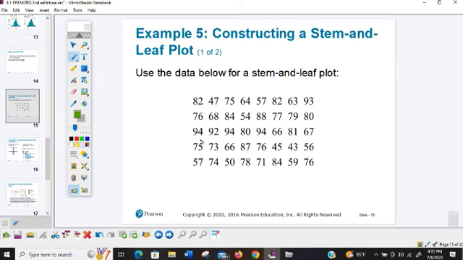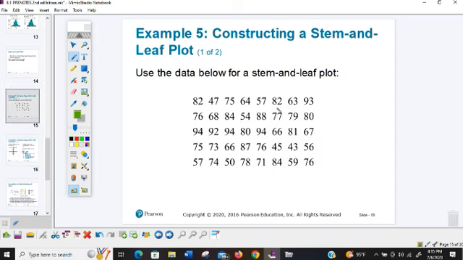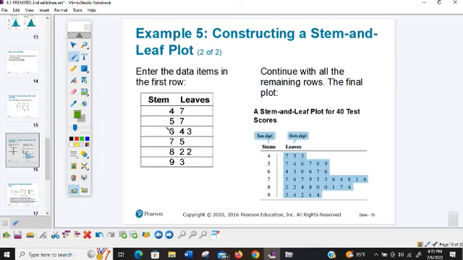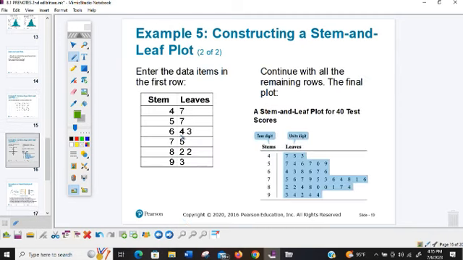What this textbook did is it took the first row and it found the smallest number, and it said, okay, I had a 47. So my stem would be 4, my leaf would be 7. Then they went to 50s. It's only one in the 50s, 57. Stem would be 5, leaf would be 7. Then they went to 60s. So there's a 64 and a 63. Stem would be 6, leaf would be 4 and 3.